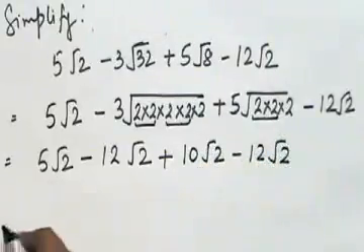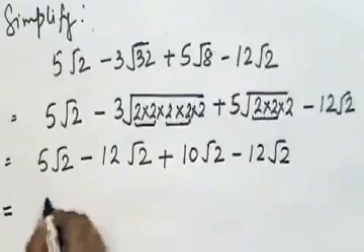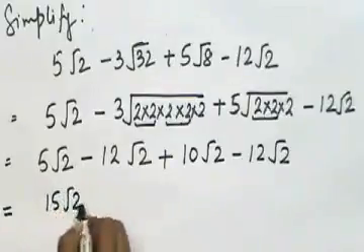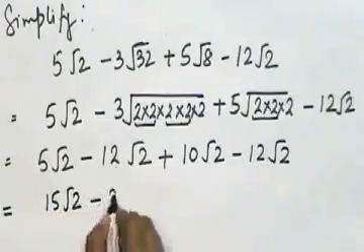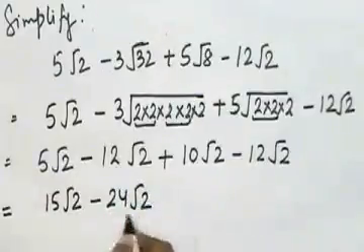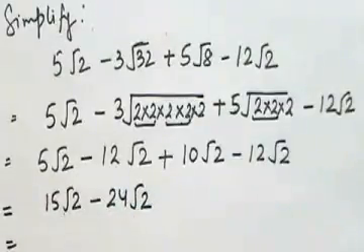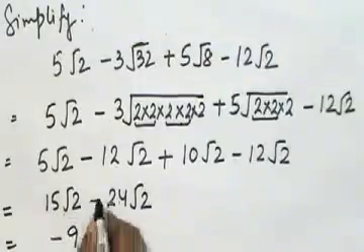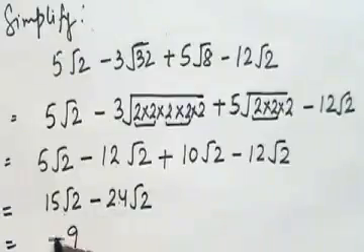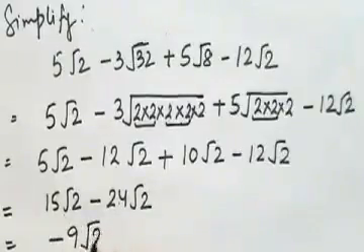So these are 4 different terms where 2 are positive, that becomes 15 root 2, and 2 terms are negative, 24 root 2. Now these two are like terms and can easily be subtracted. 24 and 15 gives you minus 9 because 24 is a negative term. That is how it is negative. Minus 9 root 2 is the answer.